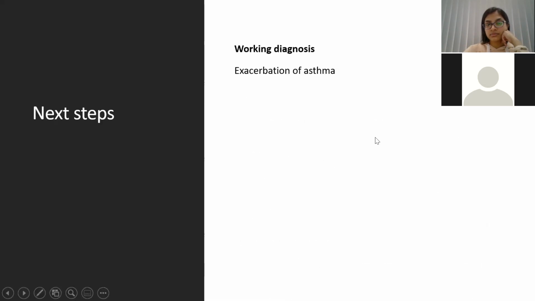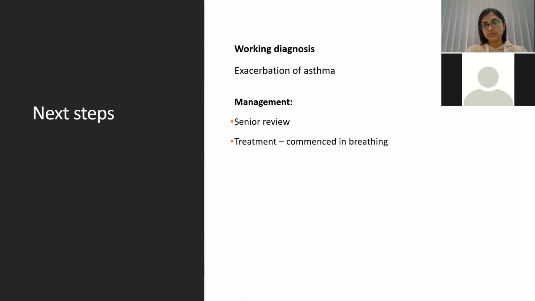Next steps. So as we were talking, the diagnosis is an exacerbation of asthma. In terms of the management, once you've done an A to E, you feel like the patient's stable, go get a senior review. Tell them what you've done. Treatment, we already started it in breathing. And once you've finished your A to E, go back to A and see if everything you've put in place has helped, has it not? If it's not helped, what else can you do?